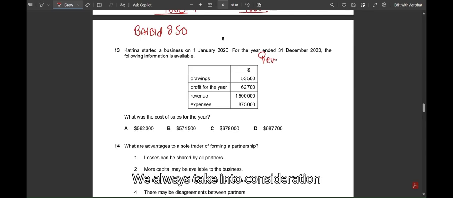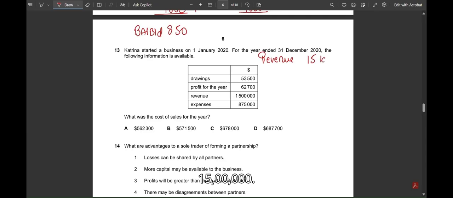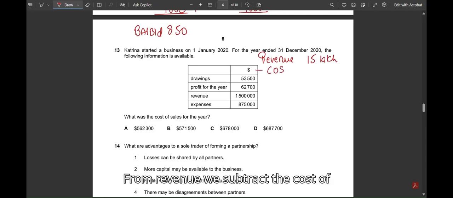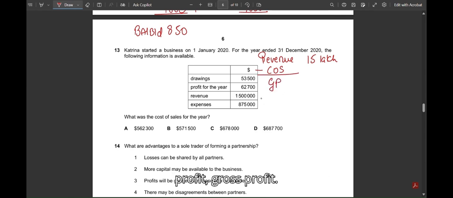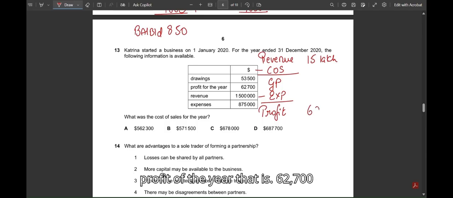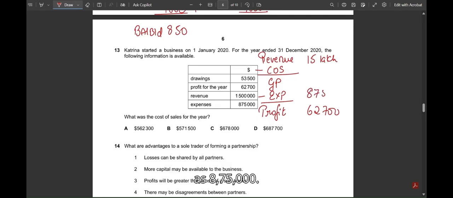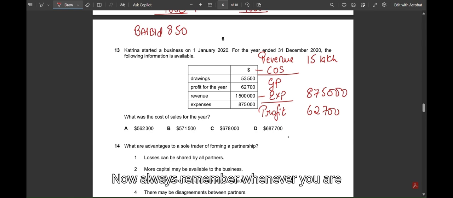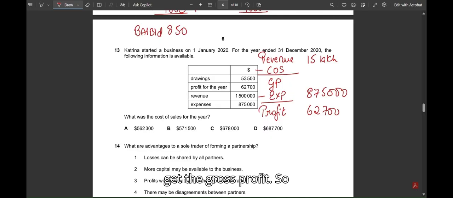First, we always take into consideration revenue. Revenue is given as 15 lakhs. From revenue we subtract the cost of sales. What we get? We get the gross profit. From gross profit we subtract the expenses, and what we get? Profit of the year. Now in this question, they have given us the profit of the year, that is 62,700. Expenses, they gave us as 8 lakh 75,000. Now always remember, whenever you are going from downward to upward in a reverse order, you have to reverse it. Like for example, if there is a minus over here, you will have to add it in order to get the gross profit. So 8 lakh 75,000, you will add 62,700 over here, which will give you 9 lakh 37,700.